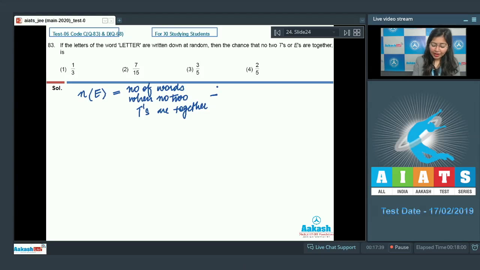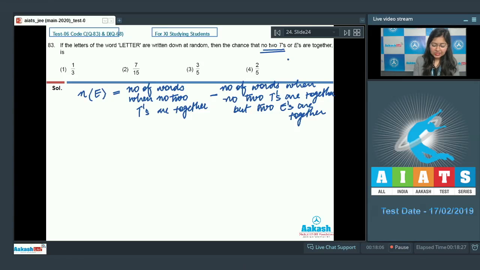From this we will subtract the cases, that is, the number of words formed when no two T's are together but two E's are together. One condition we have applied in both: no two T's are together. Now for the E's, in any condition, and in the second case the E's are together.